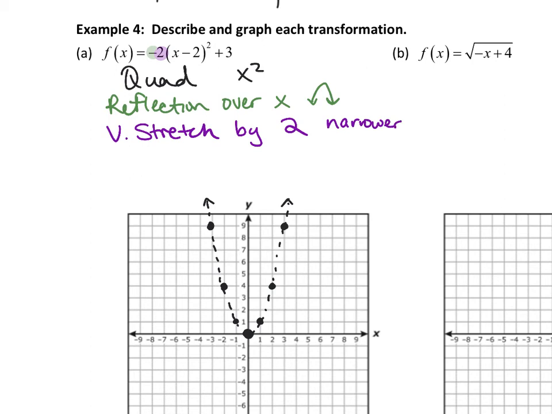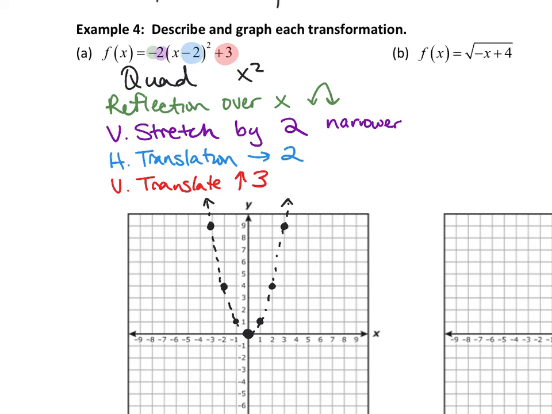I then move the vertex a little bit. This minus 2 that I see inside the parentheses is going to do what? We're going to horizontally translate it, yes, to the right 2 units. And last but not least, we're going to vertically translate it up 3 units.